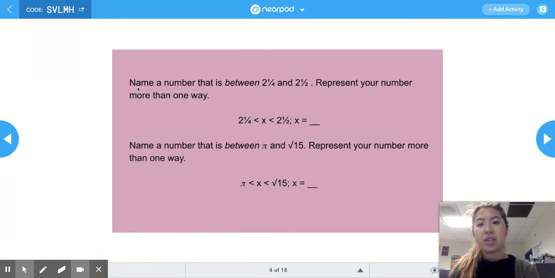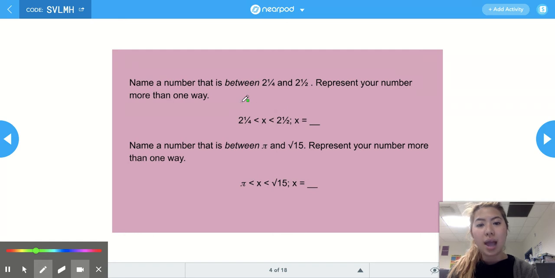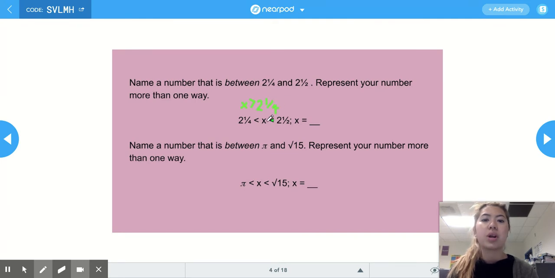So we have this question: name a number that is between 2 and 1/4 and 2.5. Represent your number more than one way. And so that's what this expression says. It's x is less than 2.5, and then it has 2 and 1/4 is less than x, but another way to write that would be x is greater than 2 and 1/4. So as you can see, we flipped the symbol once we flipped the order of the x and the real number. And so we're looking for a number between 2 and 1/4 and 2.5.